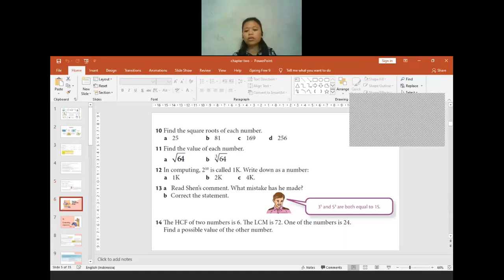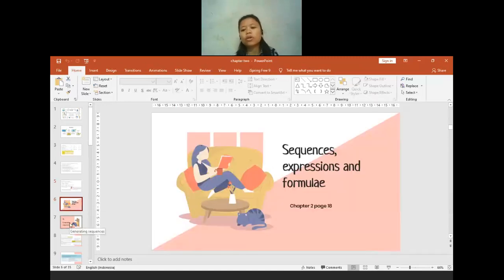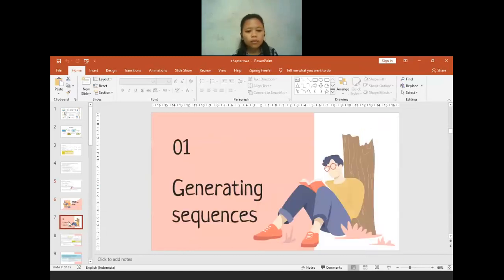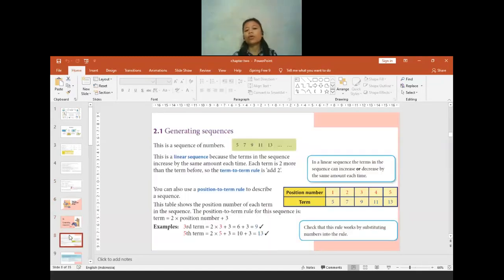Okay, now let us continue to chapter 2. It's in your textbook, page 18. We are going to generate sequences. How to do this? There will be the term to term rule, position to term rule, and also the nth term later on. And here we are going to study the linear sequence.